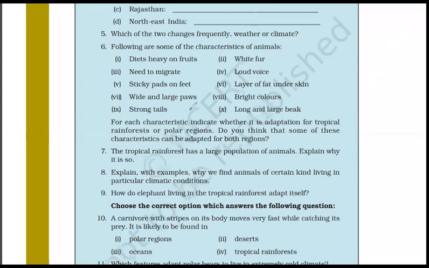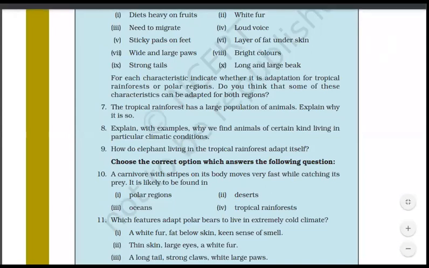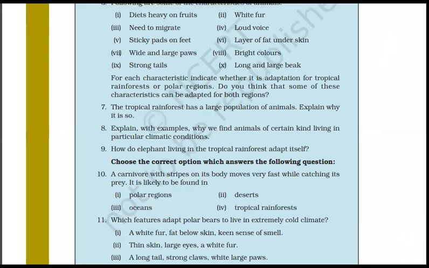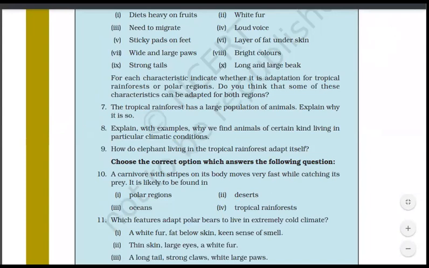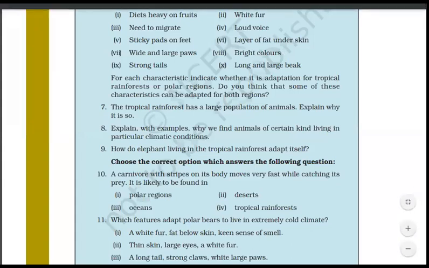Then seventh one. The tropical rainforest has large population of animals. Explain why is it so? Tell me why. We have discussed this. Why do tropical rainforests have a large population of animals? Yes, very good. Because the tropical rainforest has lots of trees and fruits, which provide food and shelter for many animals. That's why we have a large population of animals, everyone.